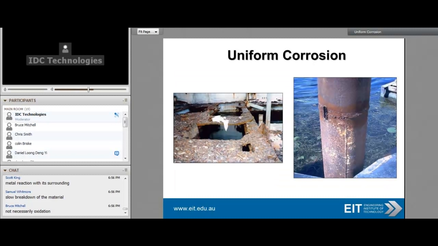And here's some examples of uniform corrosion. You can see this floor, this steel floor, has been eaten away. And you can see the corrosion there is uniform. I don't know who was standing there before that gave way, but anyway, you can see that that's happened here in this construction site. And another example is where we've got a pillar in seawater, and you can see where the high tide is here, can't you? Okay, there we've got a good example of uniform corrosion.